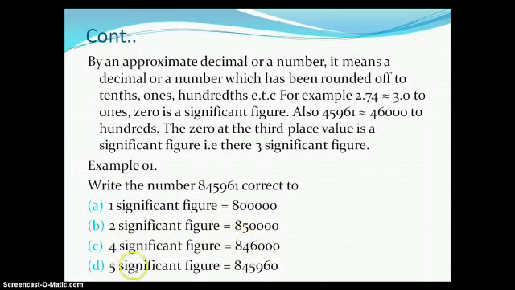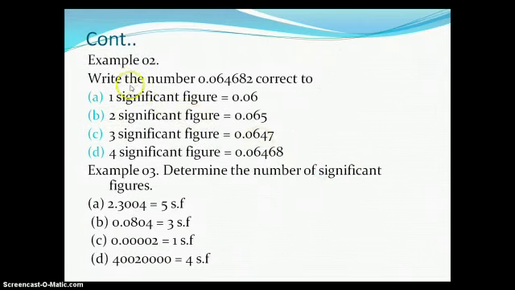The last one is 5 significant figures. We have to count 1, 2, 3, 4, 5. The digit to the right is 1, meaning that it will remain unchanged. So it will be 84, 5, 9, 60, 0. So these are the 5 significant figures. Okay, now let us see another example we have given.